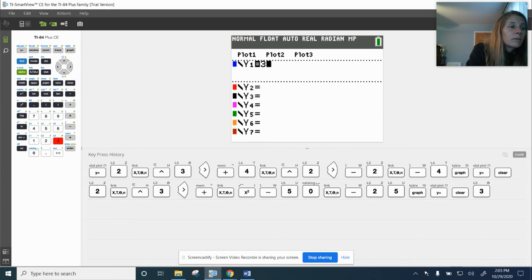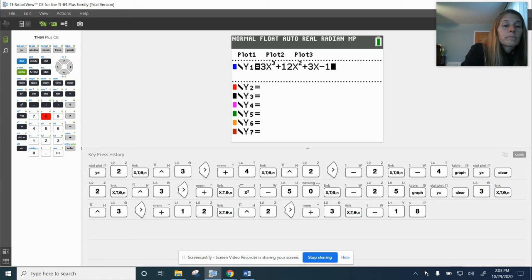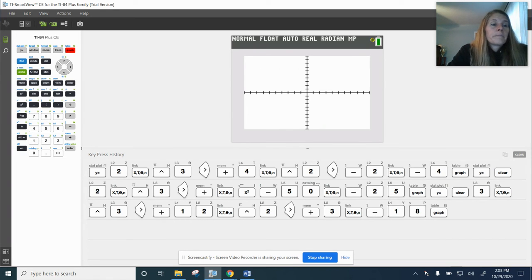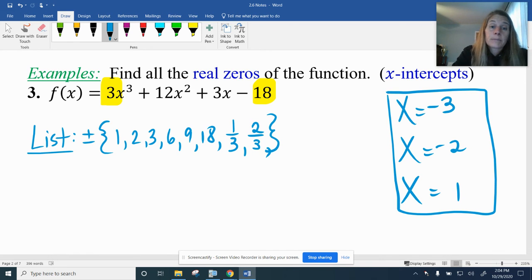So 3x, or sorry, x cubed, plus 12x squared, plus 3x, minus 18. Okay, so I can see it crossing through in 3 spots very clearly, -3, -2, and +1. -3, -2, +1, which were all numbers in my list.